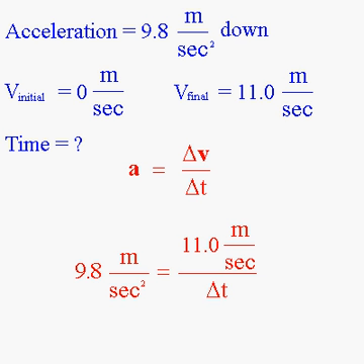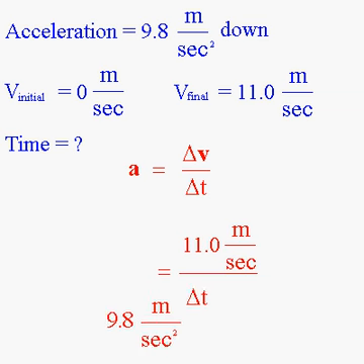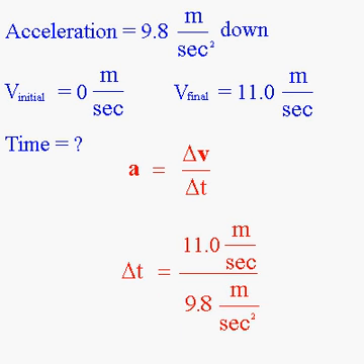If we multiply both sides of the equation by delta T, then it will disappear on the right-hand side of the equation and reappear on the left-hand side of the equation. If we divide both sides by 9.8 meters per second squared, that will disappear on the left and appear on the right. In other words, we swap the two. Once the two are swapped, we have delta T equals 11.0 meters per second divided by 9.8 meters per second squared.